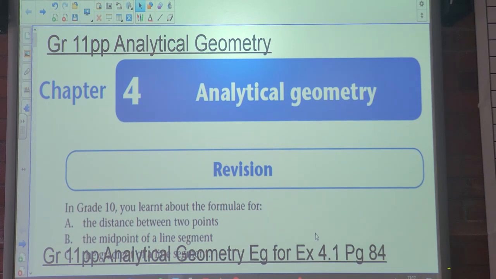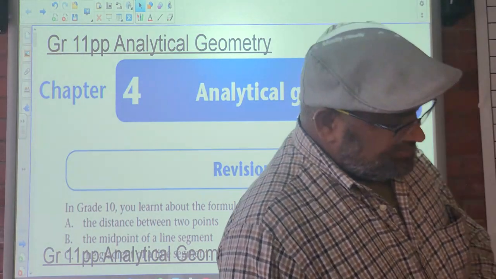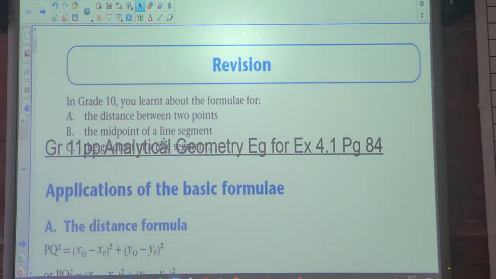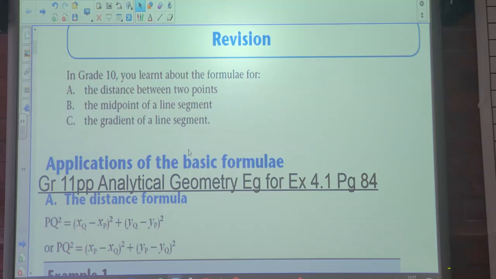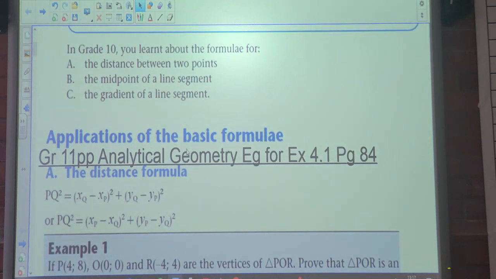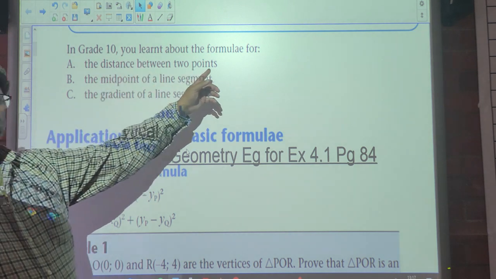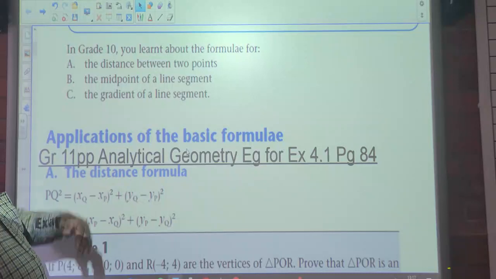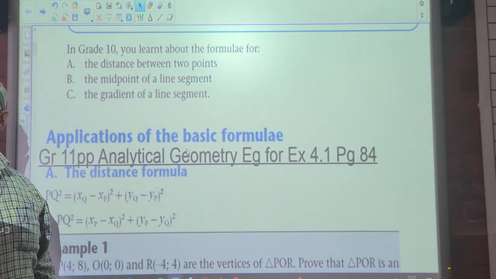So today we're looking at analytical geometry. I'm just going to refresh your memory in terms of what was done last year. Last year we introduced analytical geometry. At this point we gave you 3 formulas. We showed you where the formulas come from. The first being the distance formula, then the midpoint formula, and the gradient of the line.